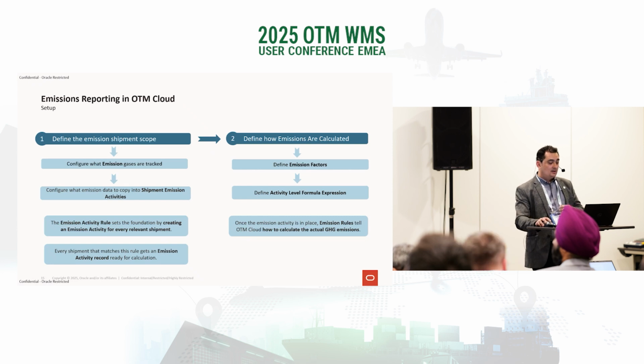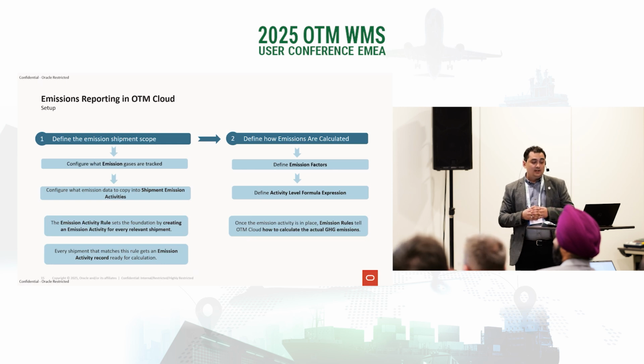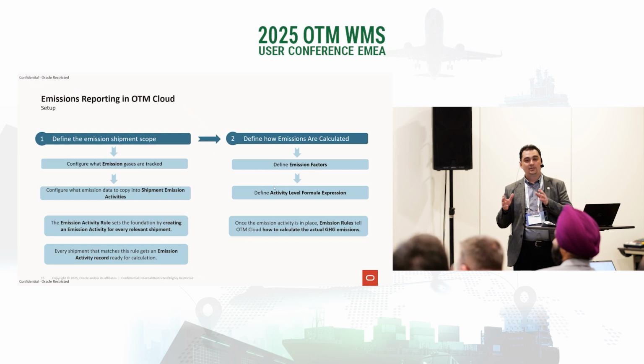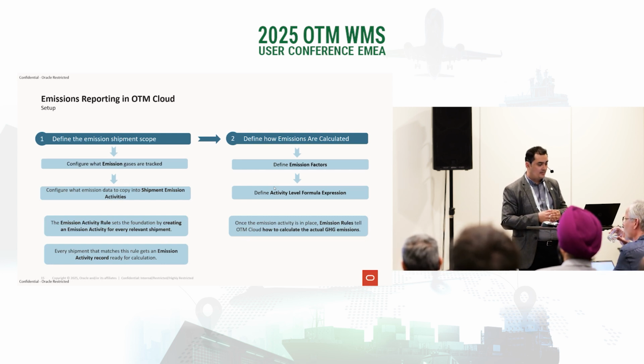So once we configure which emission gases are tracked, we need to configure what elements, what emission data we need to copy into this shipment activity. So for example, vehicle type, we saw it earlier, fuel, and other details that are used in the calculation.